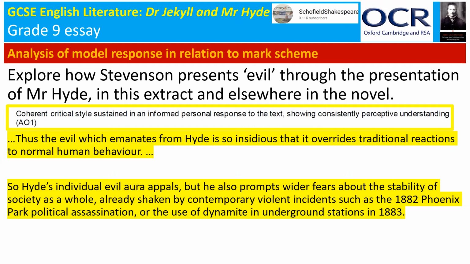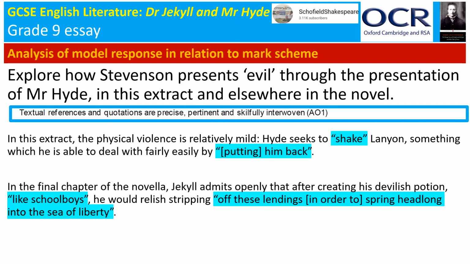AO1 is also about development of points and argument, which is something I do here when building on some of the reasons why contemporary readers would have been so disturbed by Stevenson's presentation of evil within Mr. Hyde's. Note how quotations are skillfully embedded, with square brackets used where necessary in order to tweak individual words to ensure that my sentence as a whole makes sense and flows seamlessly.